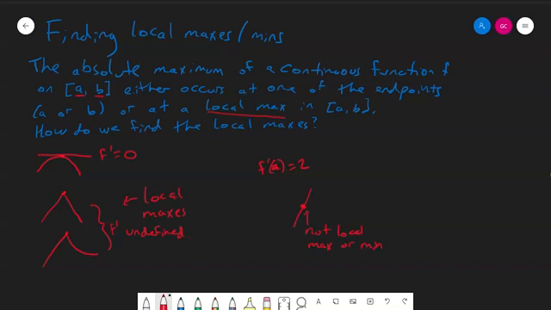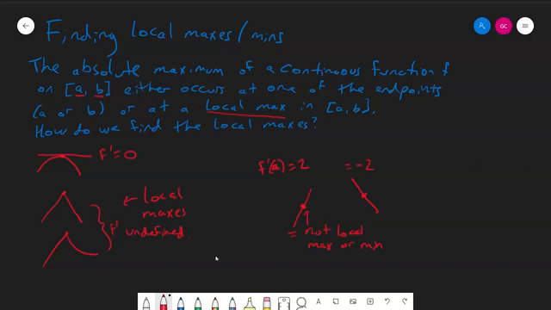And there was nothing really special about 2 here. If I had any positive number, well then the graph looks more or less like this when I zoom in. And if it's any negative number, well then it will just look like this, and then the same argument basically applies.